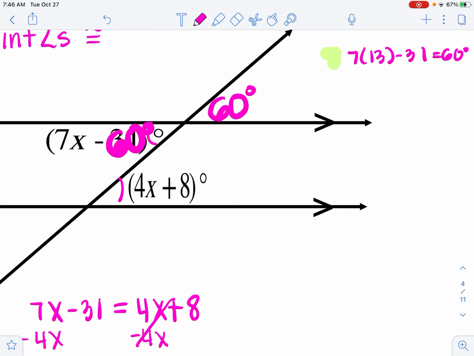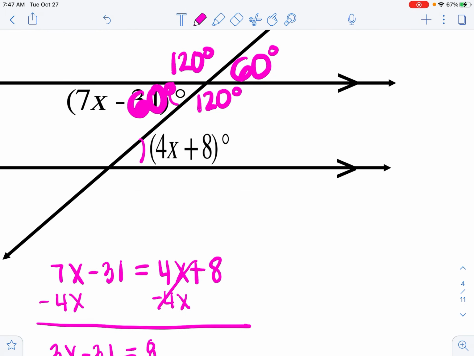And remember, vertical angles are congruent. This is 60 degrees. This is a linear pair. So I can say 180 minus 60. This is 120 degrees. That means this is 120 also.